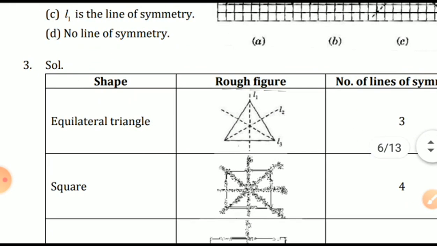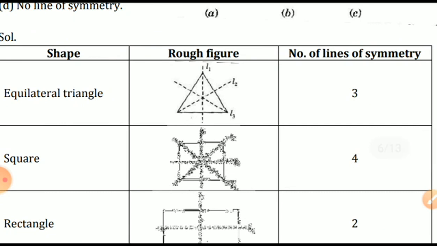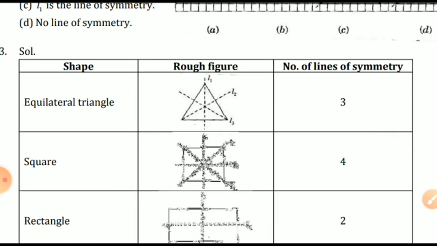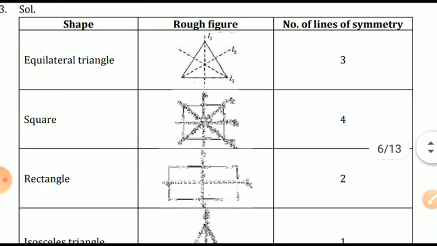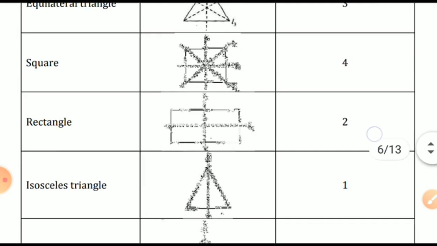Now the main question is here for you; in the exam also you can find these types of questions. You should draw the shape of the figure. Equilateral triangle: 3 lines of symmetry. A square: 4 lines of symmetry. A rectangle has only 2 lines of symmetry, not 4. Be careful about this one.